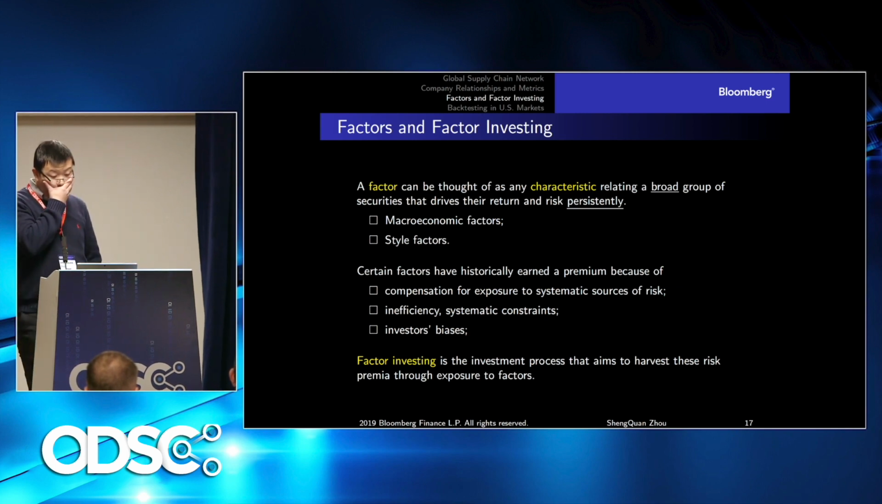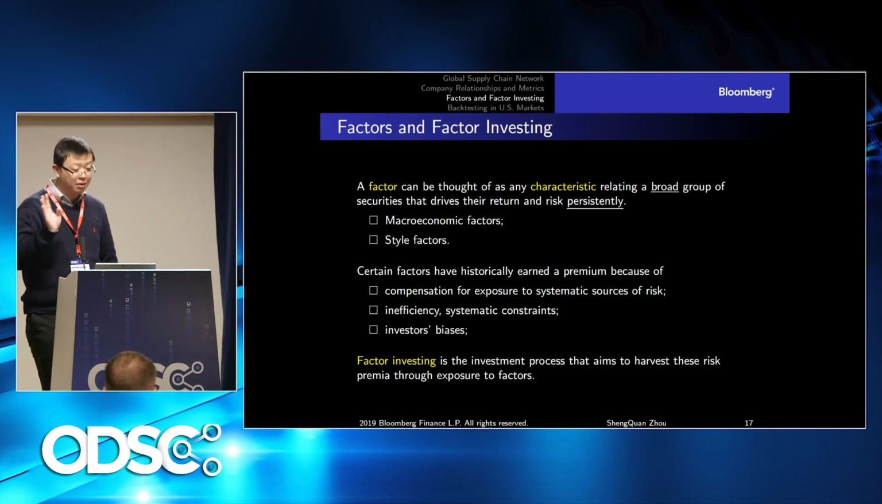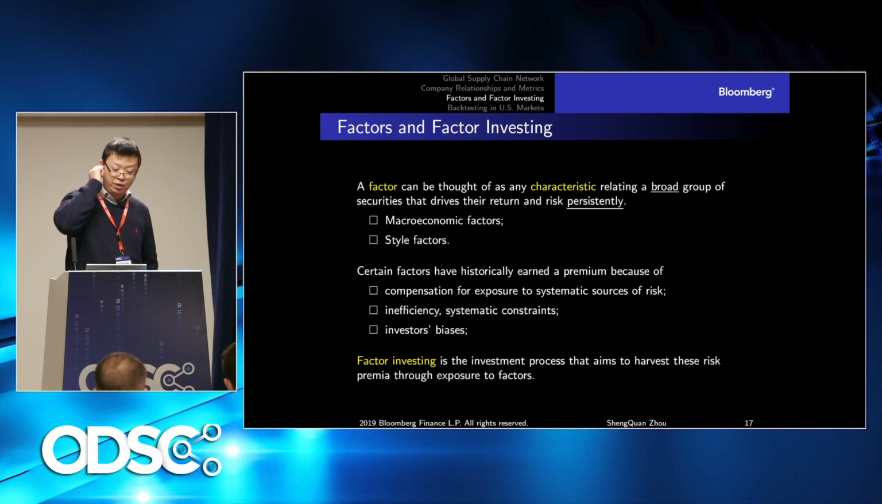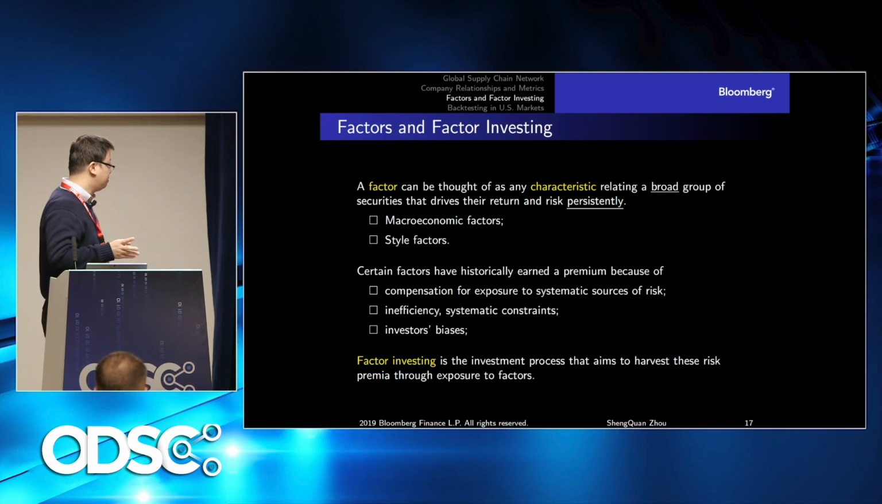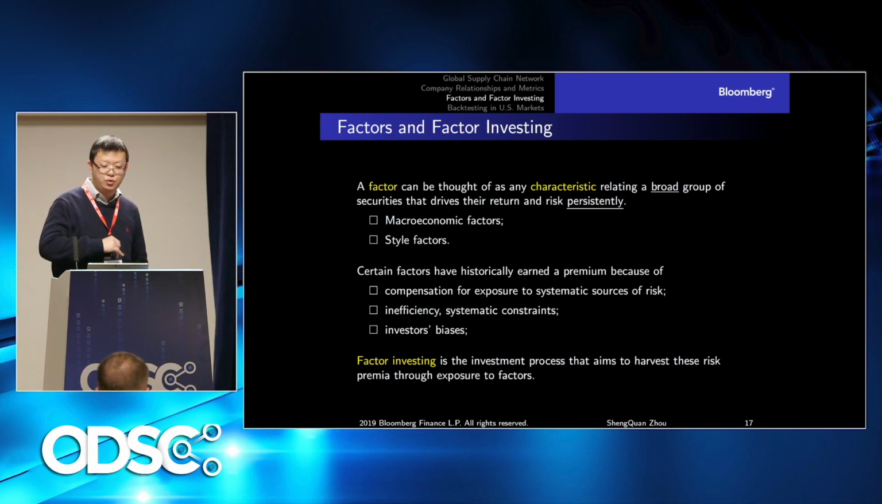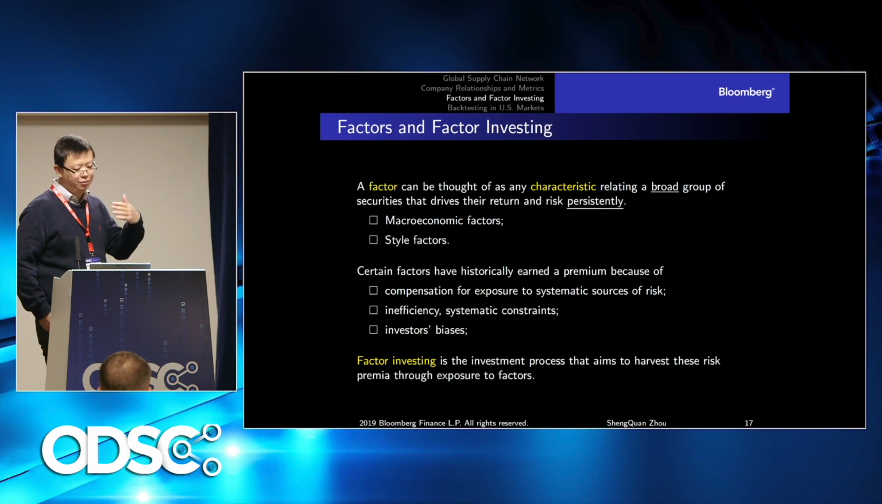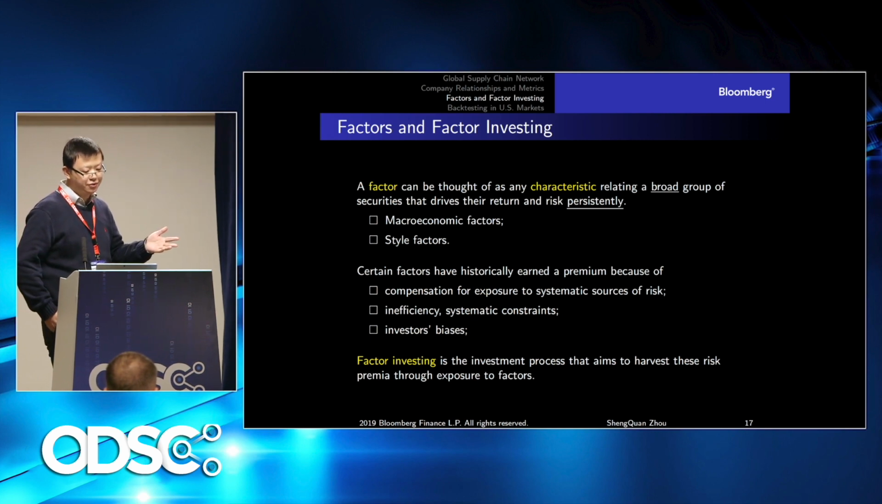There are various kinds of horizon you can take for the momentum calculation. So now let's talk about factor and factor investing in a nutshell. There is a lot of academic discussion around what the factor really means. But heuristically speaking, a factor can be thought of as any characteristic of a company that drives a broad group of companies' return and risk persistently. So it's two things. One is it has to be broad. It should apply to a broad group of companies, and also it should be persistent. You should see persistent risk premium generated from this factor over history.